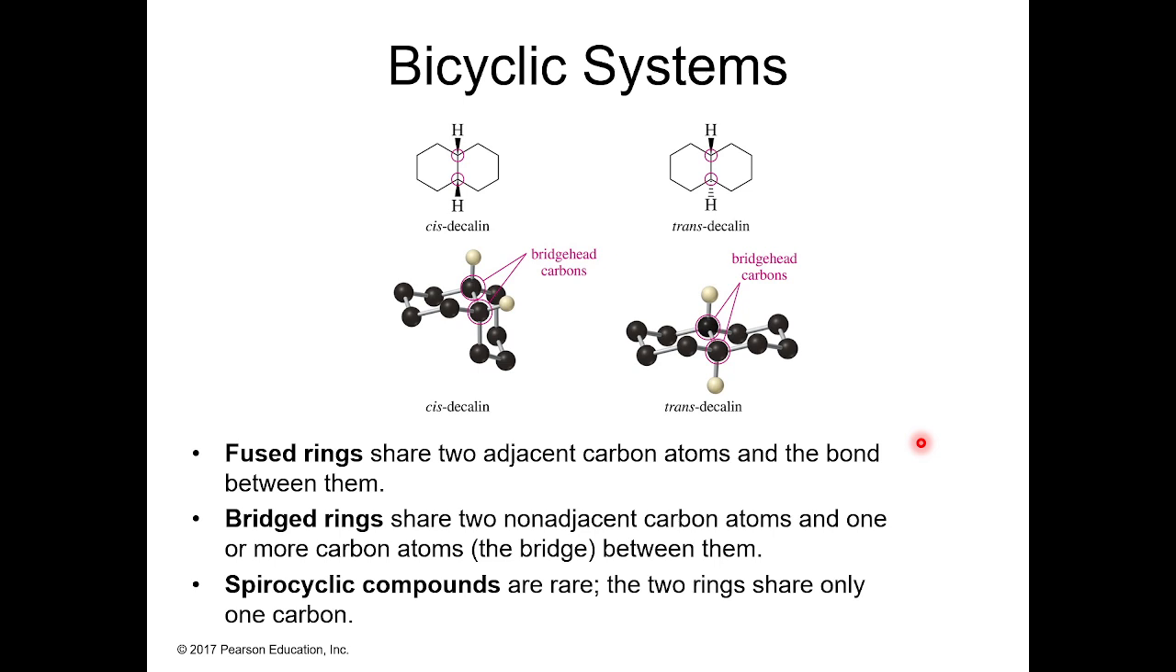Okay, so fused rings are going to share 2 adjacent carbon atoms and the bond between them. This is an example of a fused ring. See that they share 2 adjacent carbons and that bond in between them, right? These rings are literally fused together, aren't they? Bridged rings are going to share 2 non-adjacent carbons and 1 or more of the carbon atoms, the bridge between them. So in bridged rings, they don't necessarily just share 2 carbons in their bond. It's going to be more like they have a bridge between them.